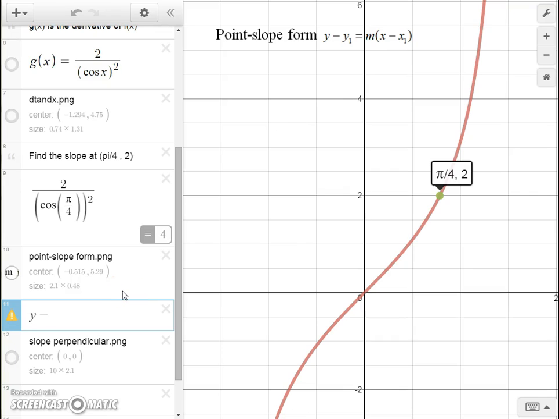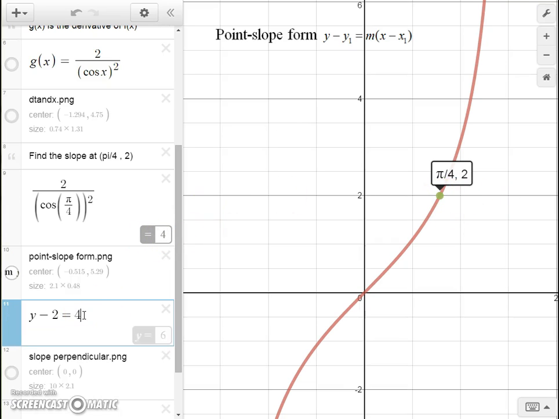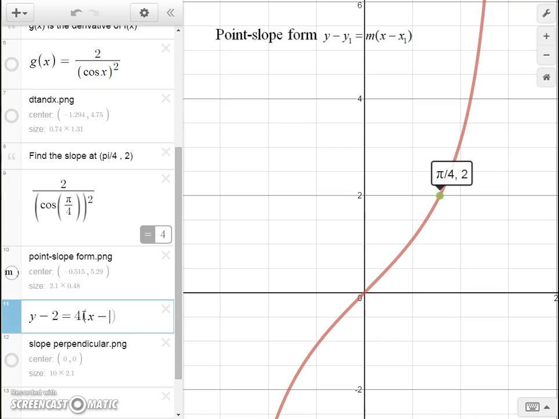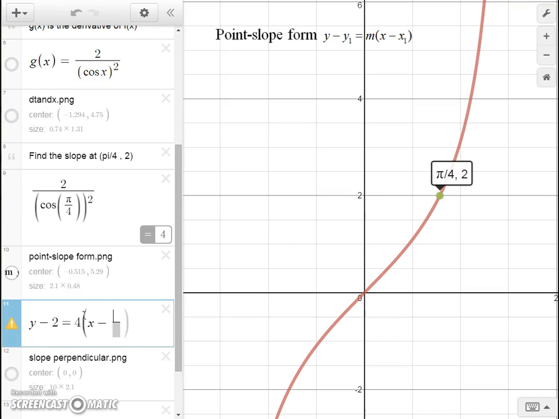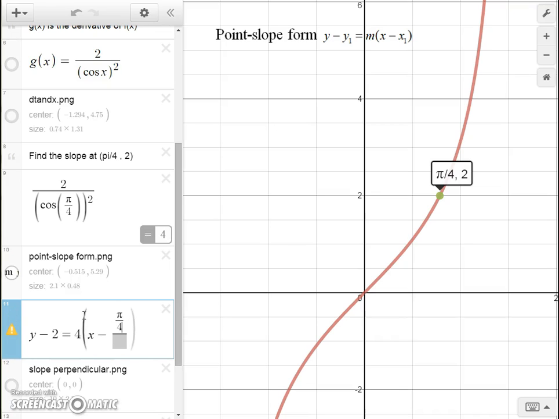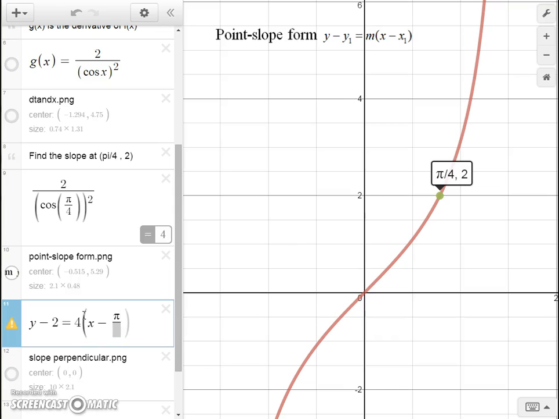So y minus my y1, which is 2, equals my slope. What's my slope in this case? We just found that. My slope at this green point is 4. So that's 4 multiplied by x minus my x1, in this case pi over 4.